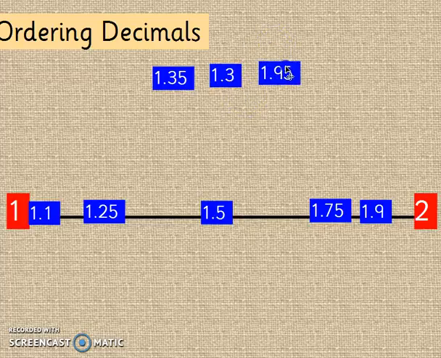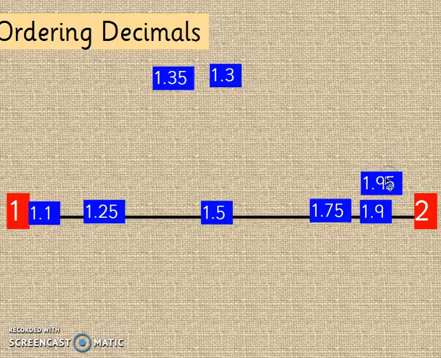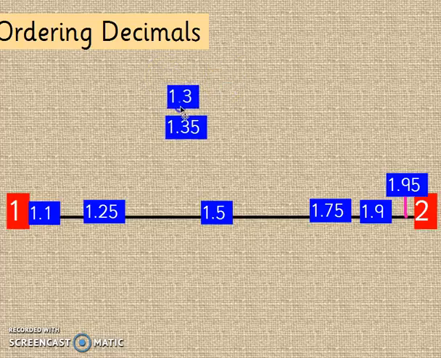If I was to get 1.95, well, I had 1.9, and now I've got a 5 as well. So I've got 9 tenths, and then I've also got 5 of those little hundredths as well, which makes that a greater number. So I'm going to slot this in here. And it doesn't fit perfectly, so I'm just going to pop a little line up so we know that that's where that goes. Then we've got 1.3 and 1.35.